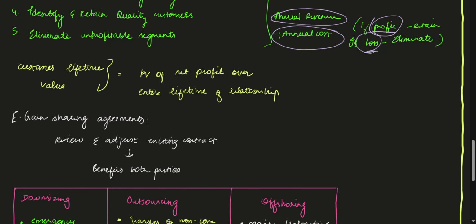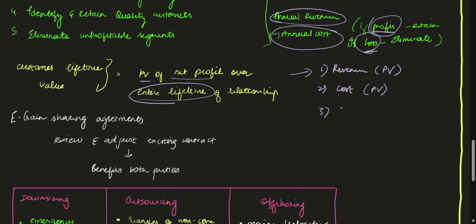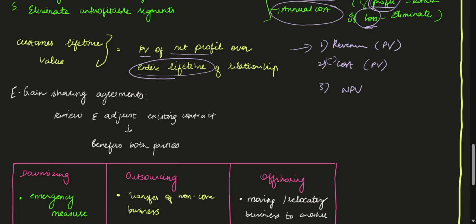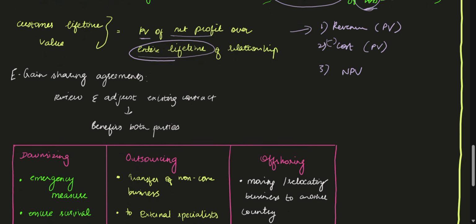Then we have a small concept, which is customer lifetime value, which is the present value of net profit of the customer over the entire lifetime. So here you will get the practical sums. You just have to do these steps. First, calculate the revenue from these customers, and it should be brought to the present value. And then we calculate the cost. It should also be the present value. Finally, we calculate NPV, that is net revenue, which is just a subtraction of both of these. We will get the customer lifetime value.